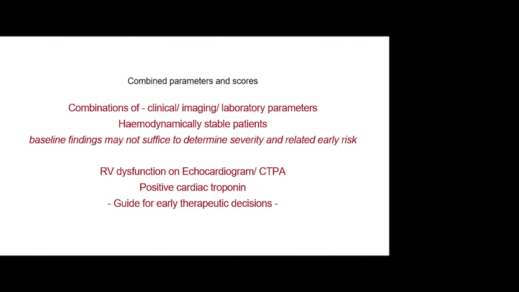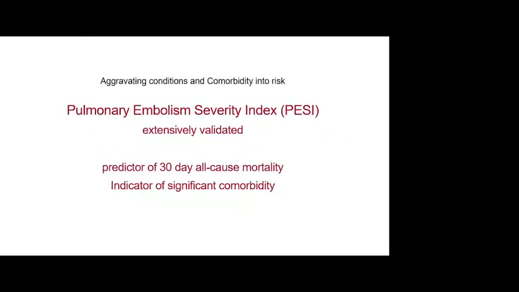So, not using them one by one, we have to combine all these markers, imaging and clinical scenario and predict the outcome of the patient, especially if the patient's hemodynamics are stable. So right ventricular dysfunction in the echocardiogram with positive troponin guides the early therapeutic decisions because the prognosis is worse.